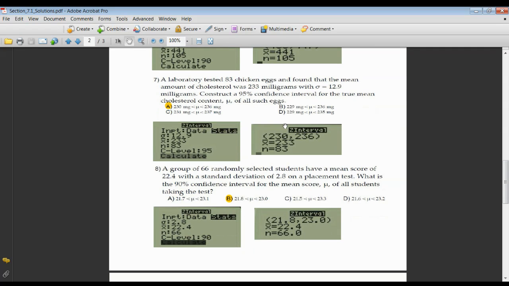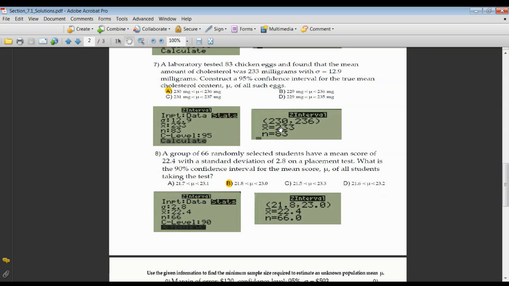Number 7, a repeat of 6 and a repeat of 5. I give you everything you need to know. So what am I asking you to do? To put in what? 1, 2, 3, 4 values and hit enter. Between 230 and 236, there it is, letter A.